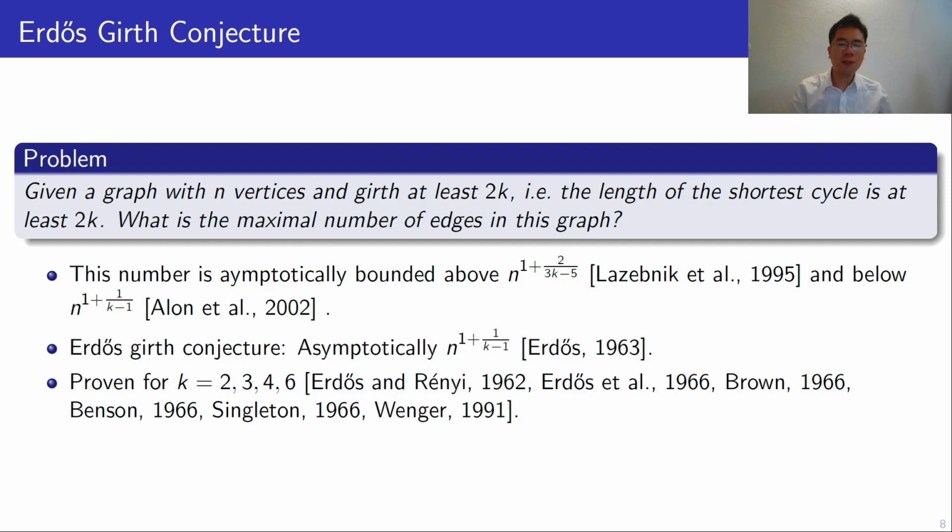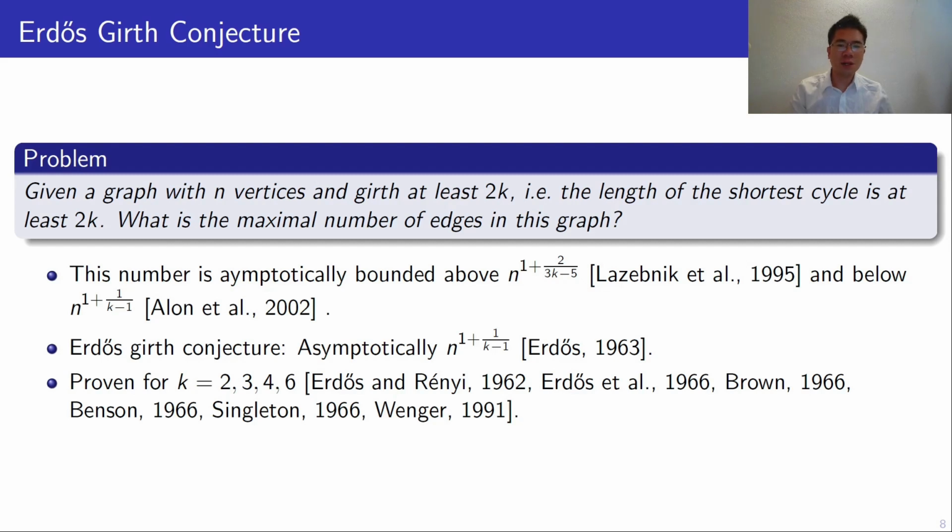Intuitively, you have a graph with a fixed number of vertices, n, and no short cycles. So the question is, how many edges can this graph contain? If it contains too many edges, then it has to contain a short cycle.